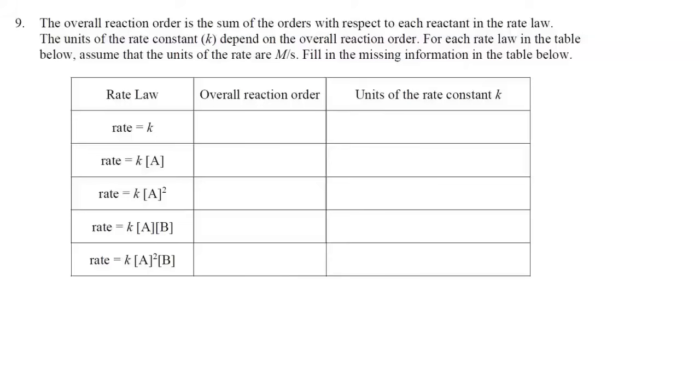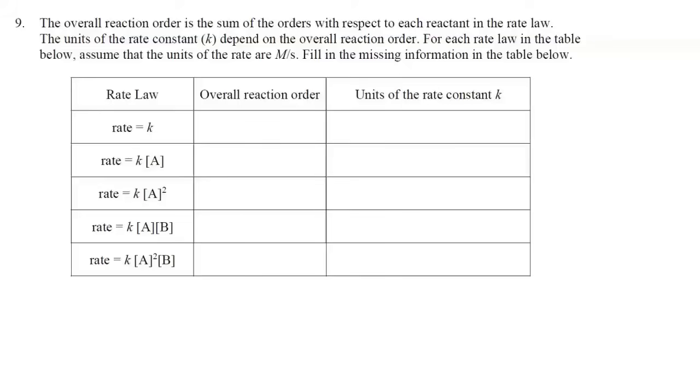Question 9. The overall reaction order is the sum of the orders with respect to each reactant in the rate law. The units of the rate constant K depend on the overall reaction order. For each rate law in the table below, assume that the units of the rate are molarity per second. Fill in the missing information in the table below.